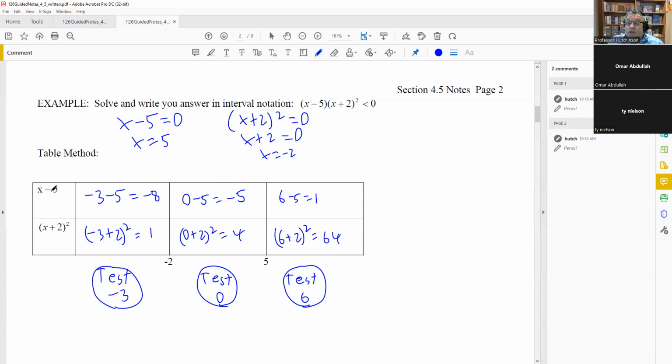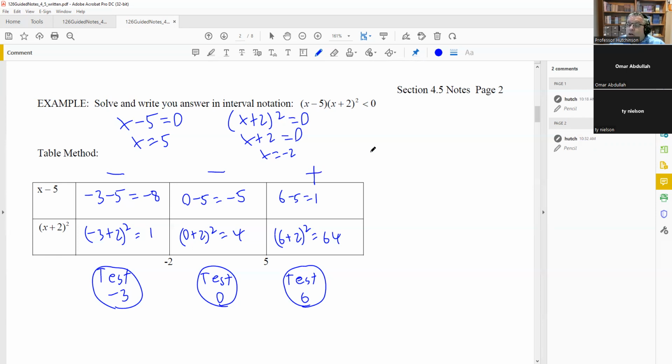You're plugging these numbers into everything you see on the left-hand side. And then what we're going to do is multiply these together. Now, again, I don't care about the number that we get as a result. I only care about what the sign value is going to be. If I multiply -8 times 1, I'm going to get a negative. I'll just write that across the top here. If I have -5 and 4, that's another negative. 1 times 64 is positive. So my sign configuration across the top here is negative, negative, positive.